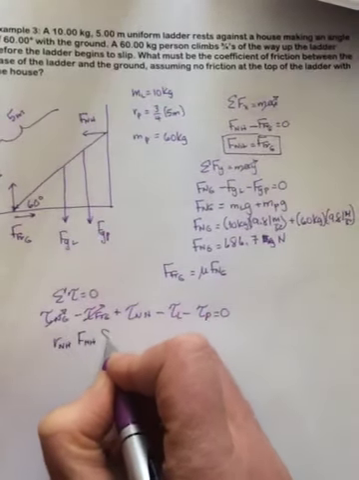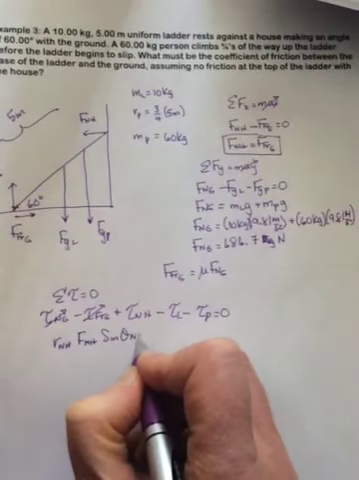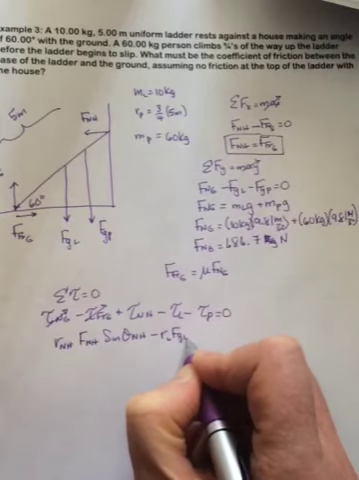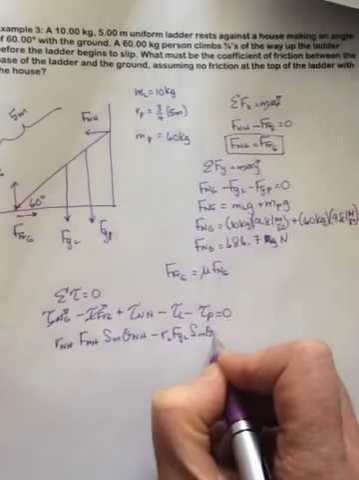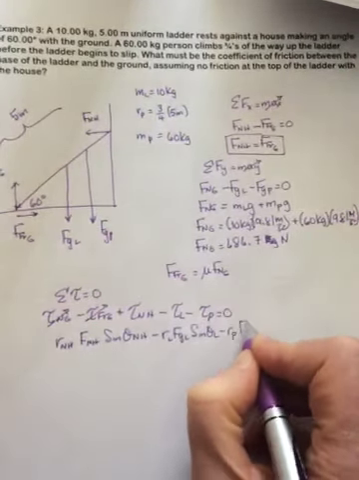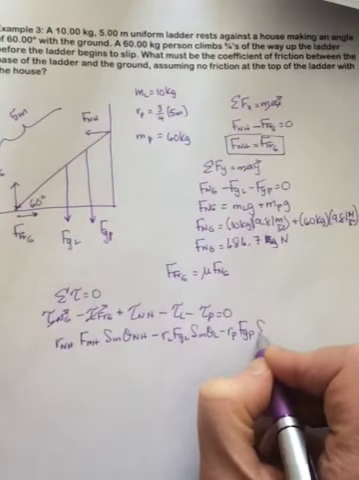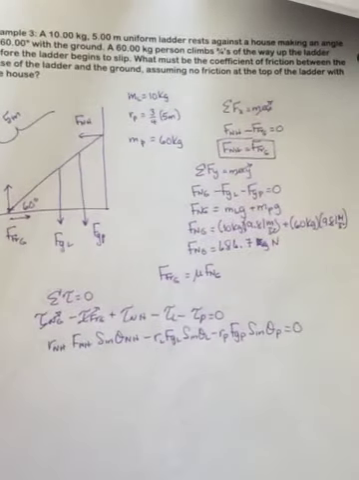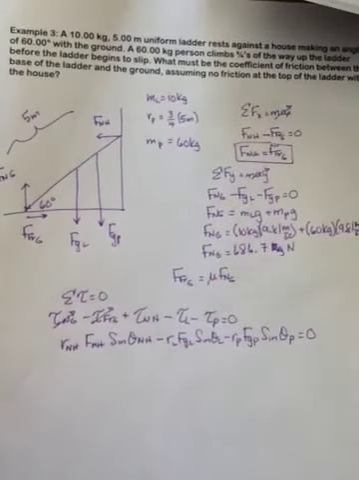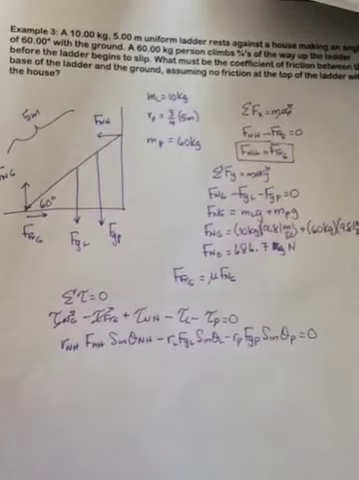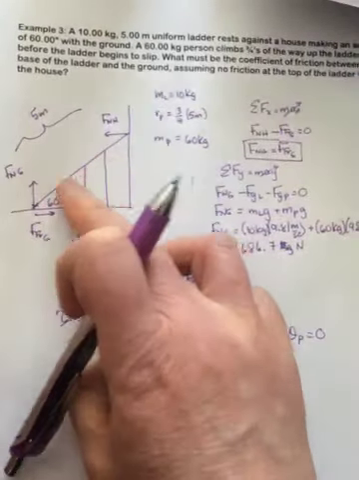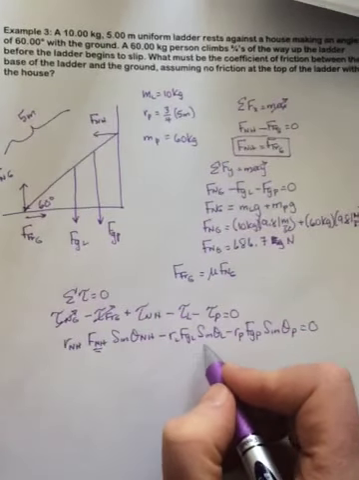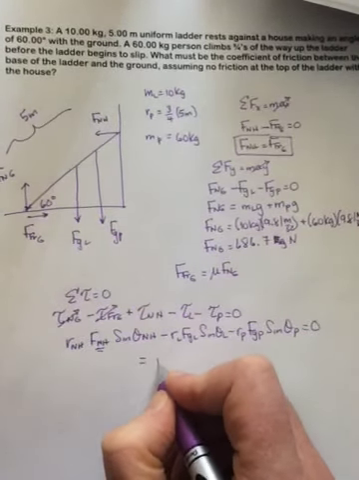R of the house, F normal of the house, sine theta normal of the house, minus R of the ladder, Fg of the ladder, sine theta of the ladder, minus R of the person, Fg of the person, sine theta of the person equals 0. This time, none of the thetas are going to be 90, because they're all in connection to this 60 somehow. We're solving for F normal of the house, so take these two terms over and they'll become positive.